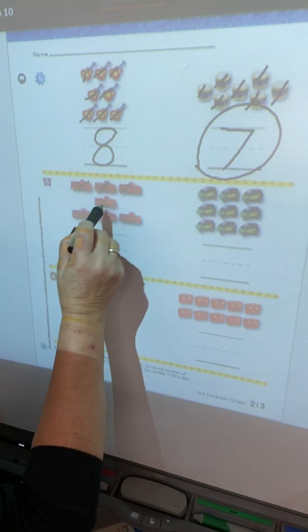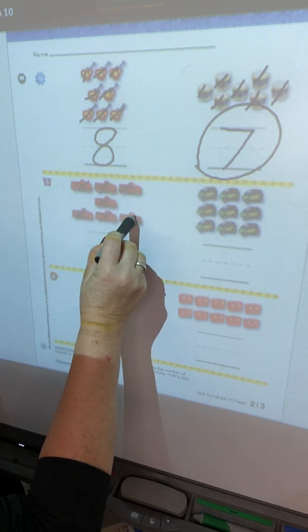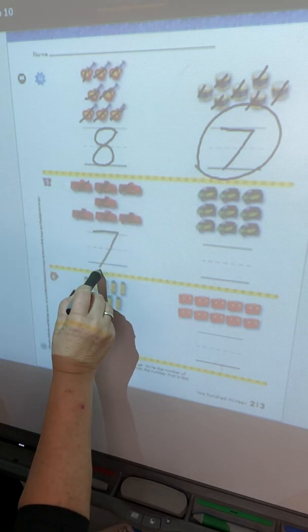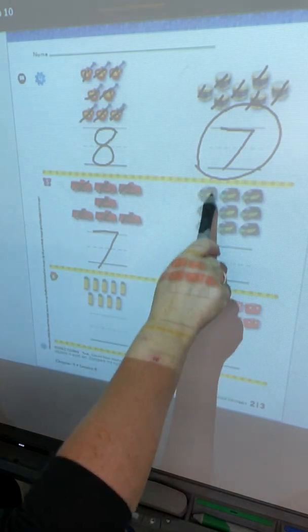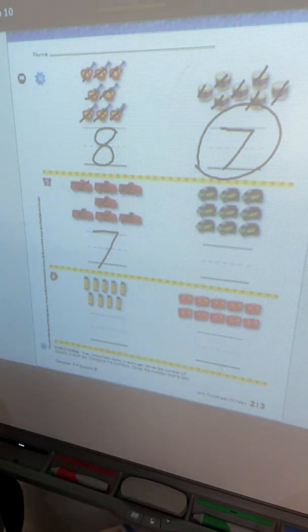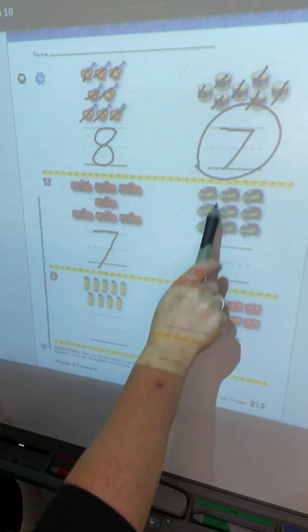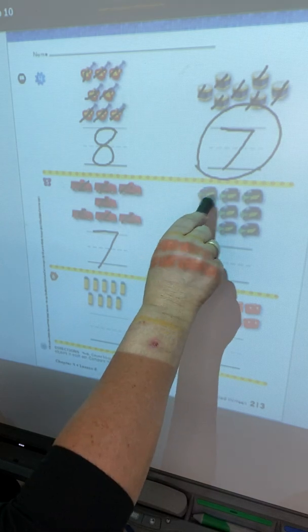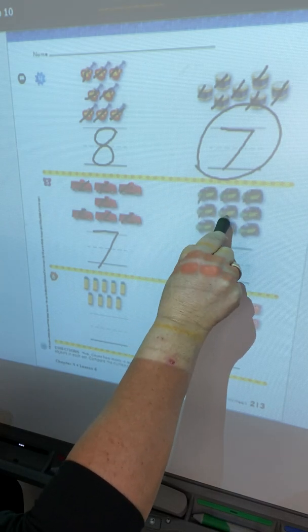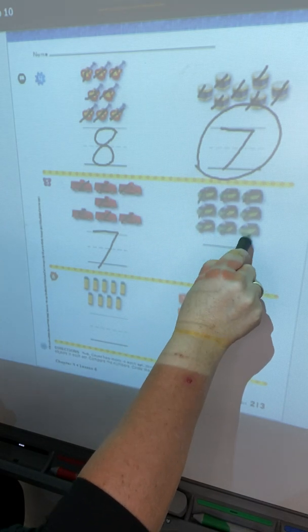1, 2, 3, 4, 5, 6, 7. Slide and slant. We've got some vans or taxi cabs over here. They're in rows of 3. So my friends who remember how to count by threes, 3, 6, 9, or 1, 2, 3, 4, 5, 6, 7, 8, 9.